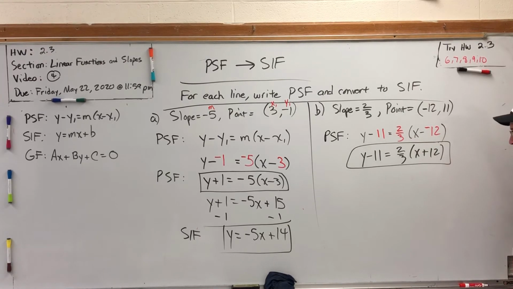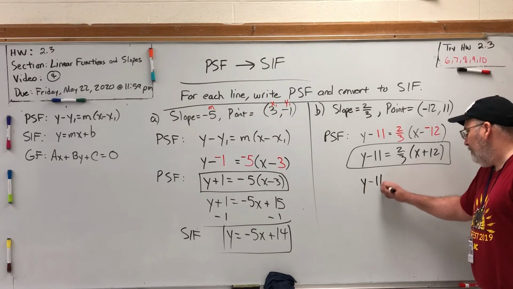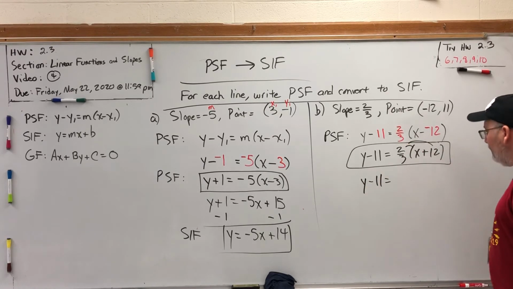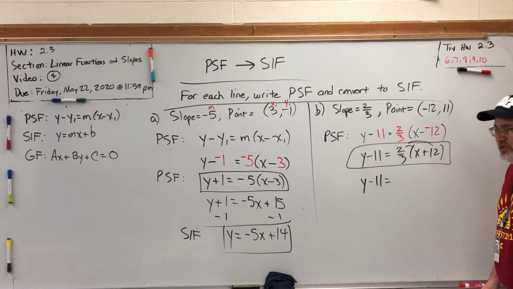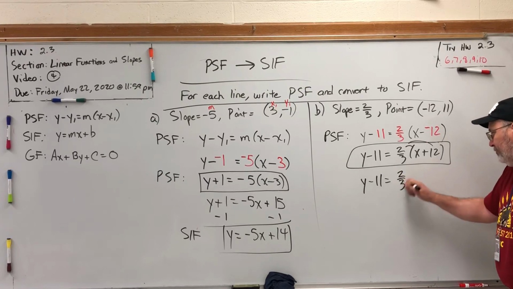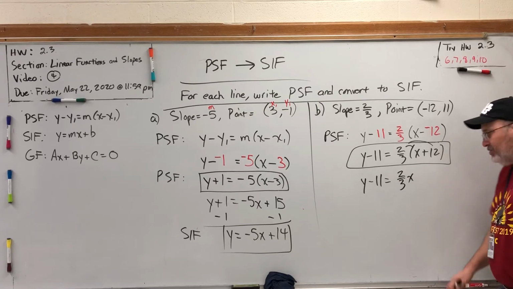But for slope-intercept form, we pretty much do the same thing we did before. Distribute and then get the y by itself. Distributing in the 2/3 might seem a little intimidating, but it's not for two reasons. Number one, anything times x, you just stick in front of it. So 2/3 times x is 2/3 x.